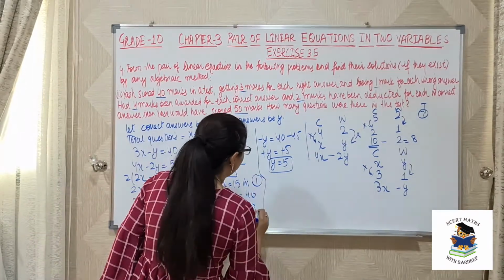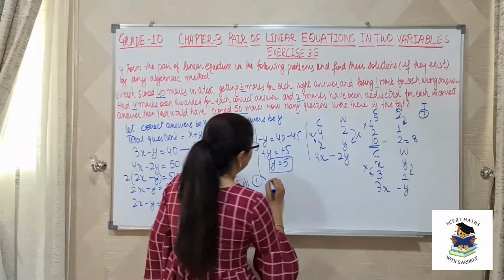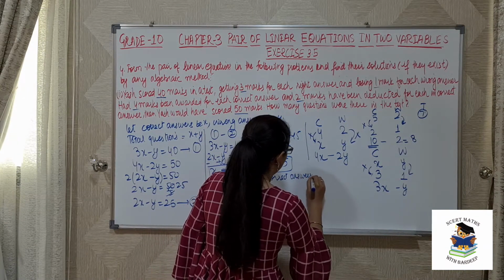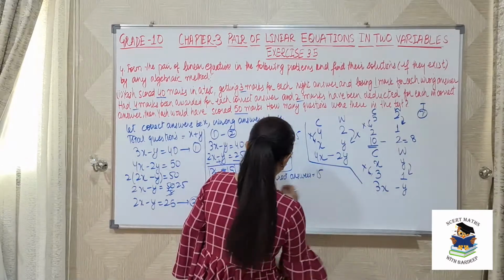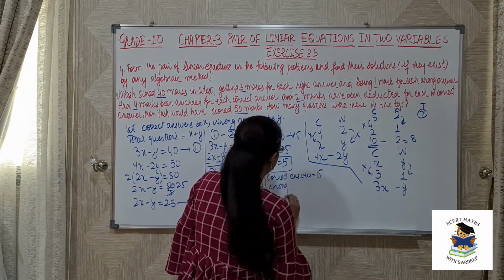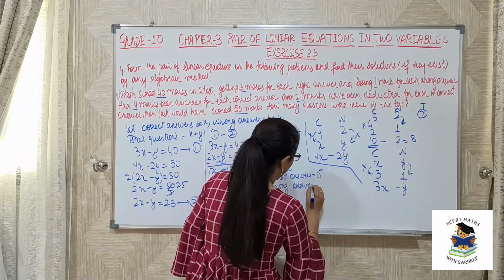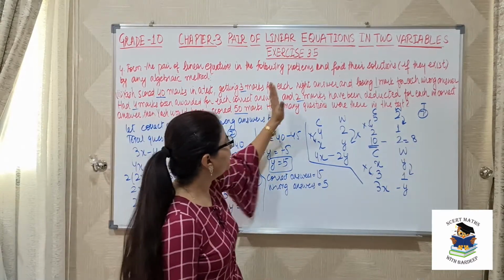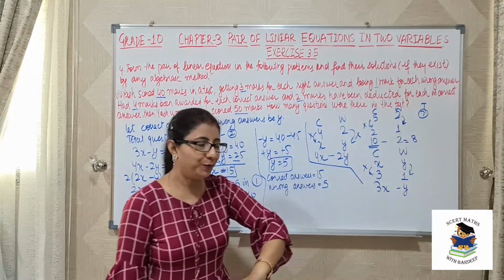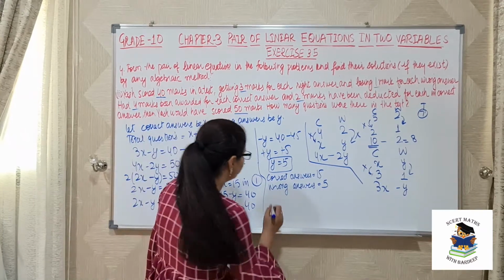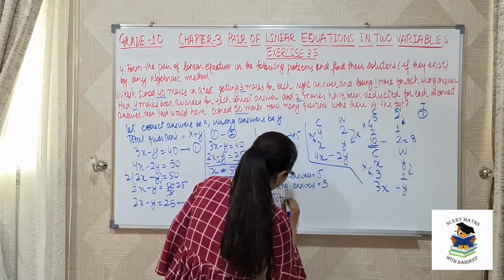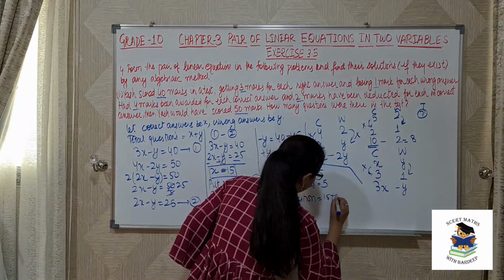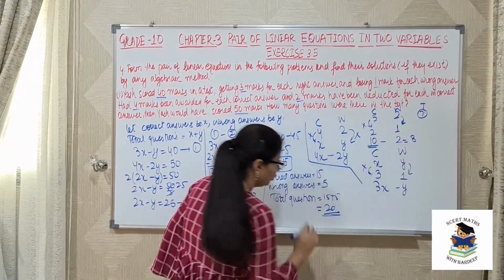In the last we will write what x is: correct answers equals 15. Wrong answers equals 5. But still we are not done because they have asked how many questions were there in the test. So add these both values. Therefore total questions equals x plus y, that is 15 plus 5 equals 20.